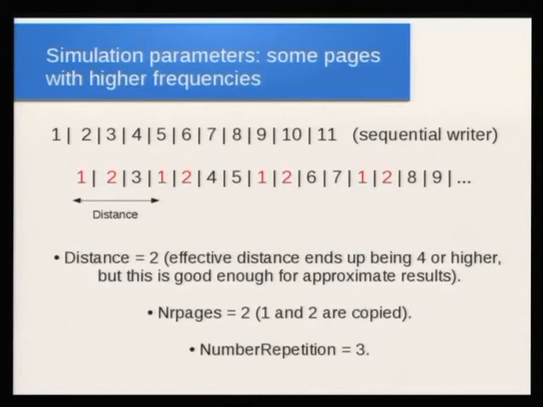So this is another example where I chose to copy 2 pages, and then the effective distance ends up not being 2 as I specified, but 4, because you have to count the distance of the one that is also being copied. But it doesn't really matter, because approximate is fine for testing. It doesn't have to be precise.